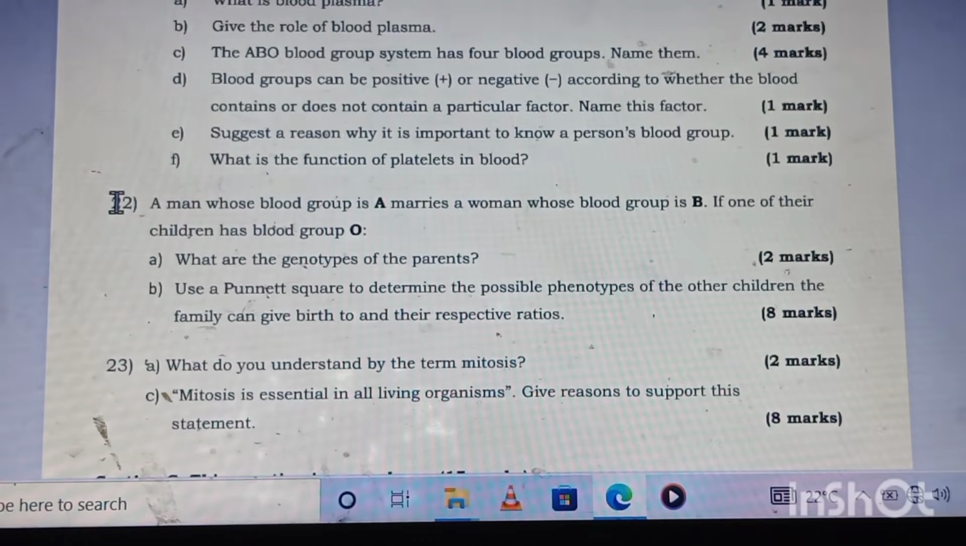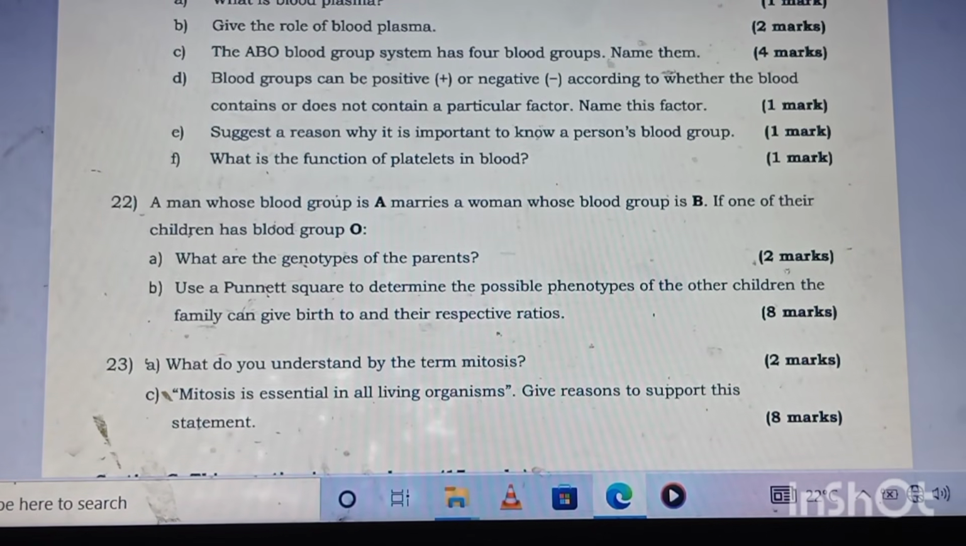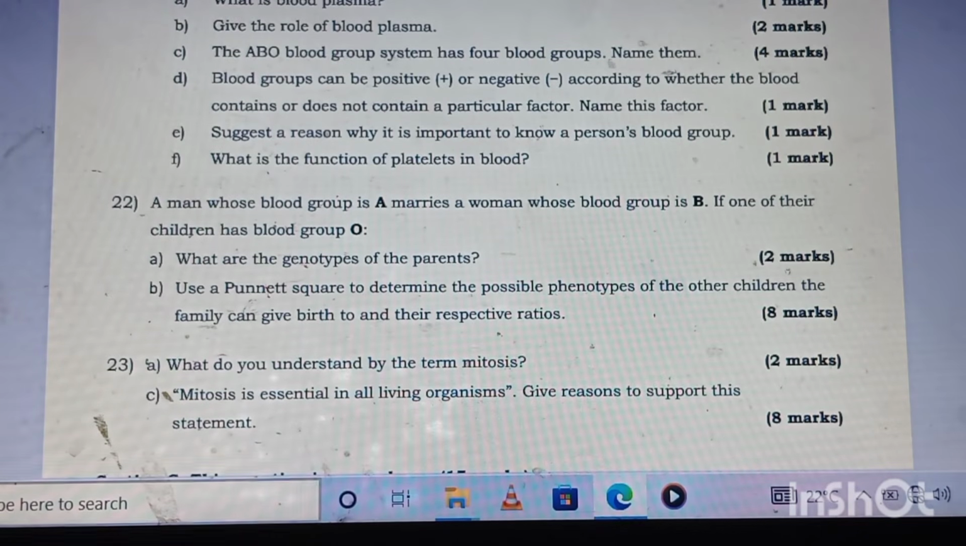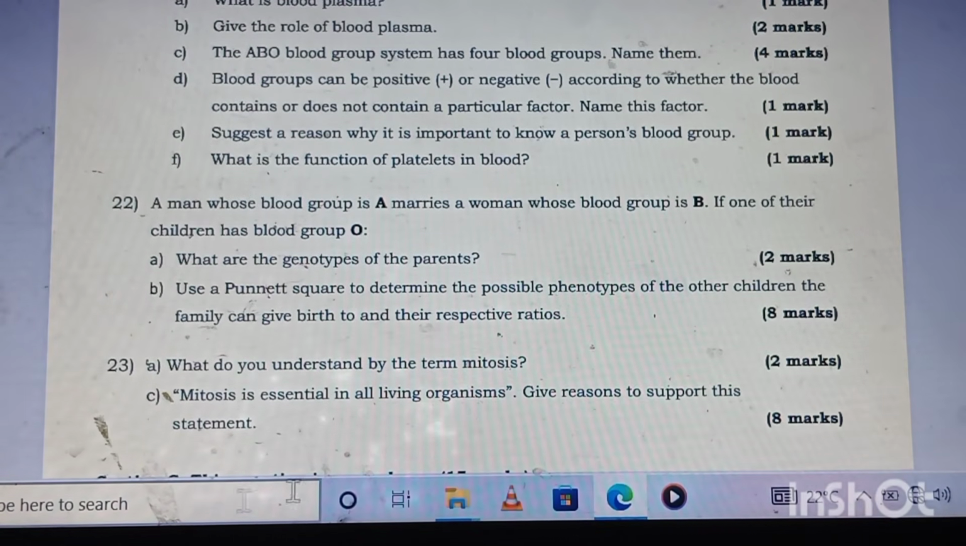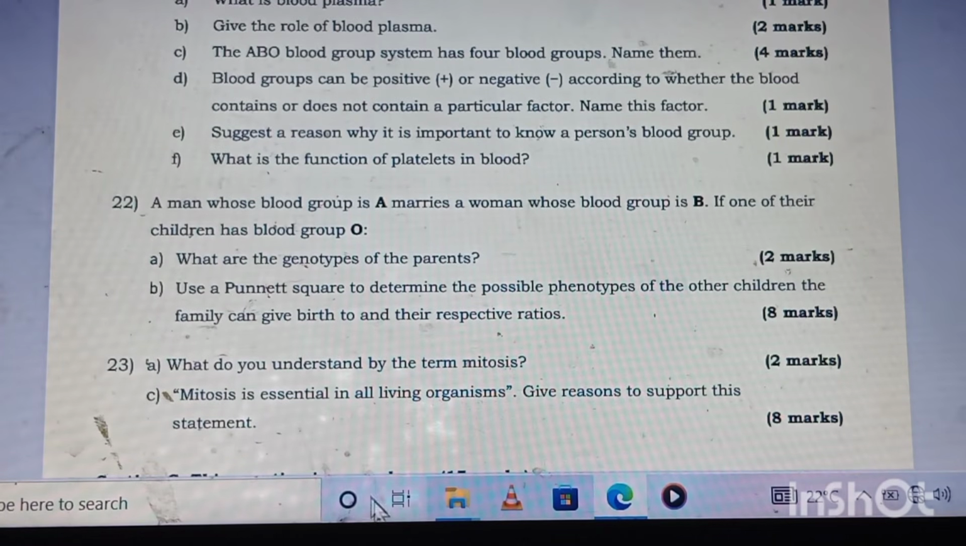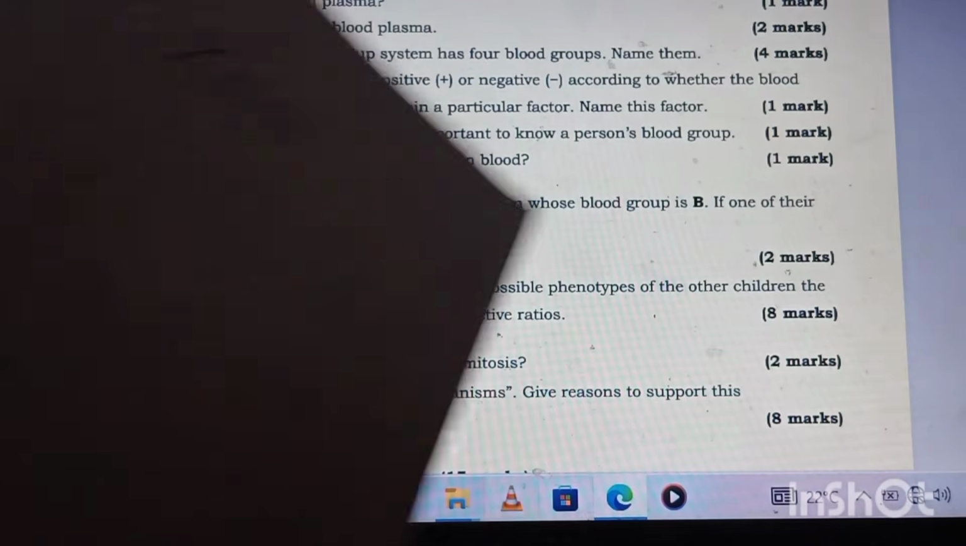Question number 22. A man whose blood group is A married a woman with blood group B. If one of their children has blood group O, what is the genotype of the parents? The genotype of the parents, we have AO crossed with OB. Yes, like it.